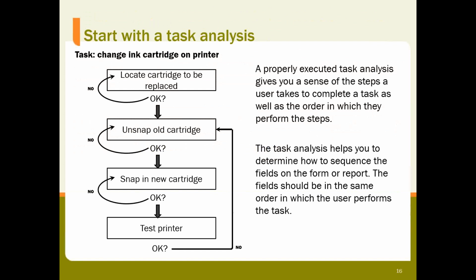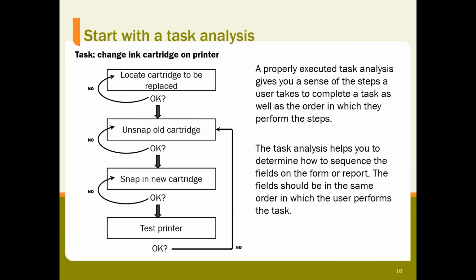Now, here's an example of how you do a task analysis, and what I'm using here is a very simple process that most of us have probably done in the real world. With a task analysis, you're basically mapping out, like a flow chart, all the different steps that the user follows towards completing their goal. In this case, changing the ink cartridge on their printer.